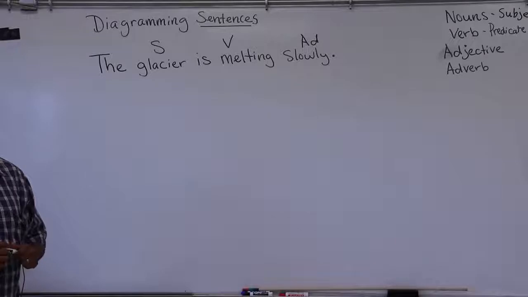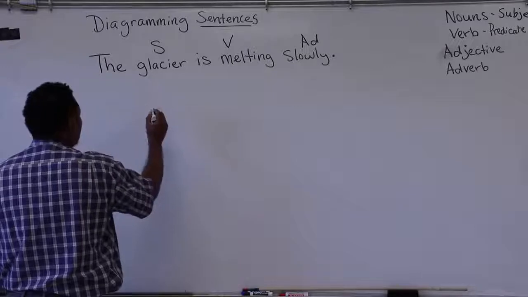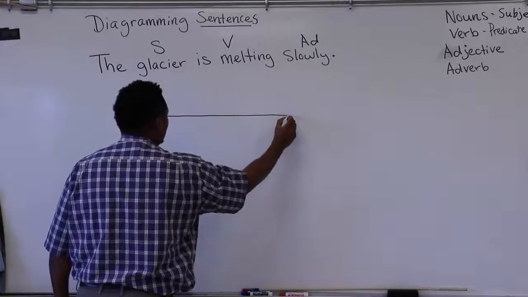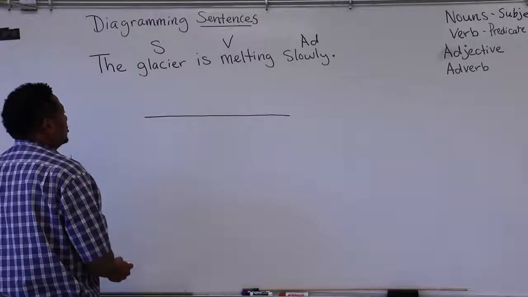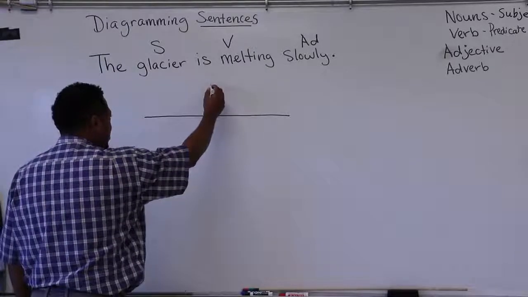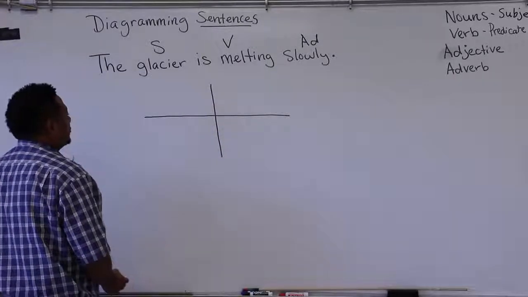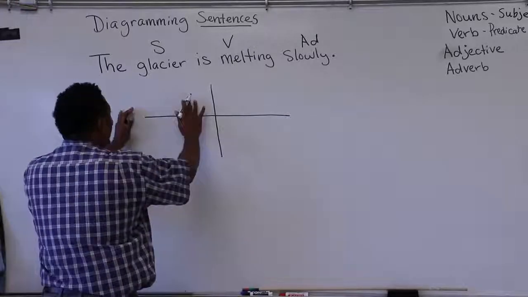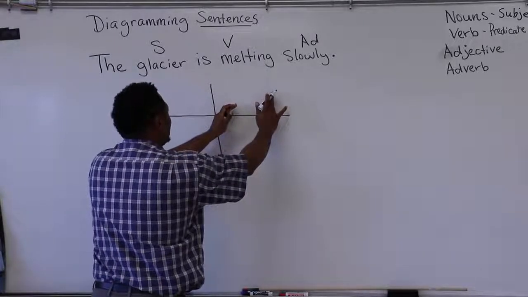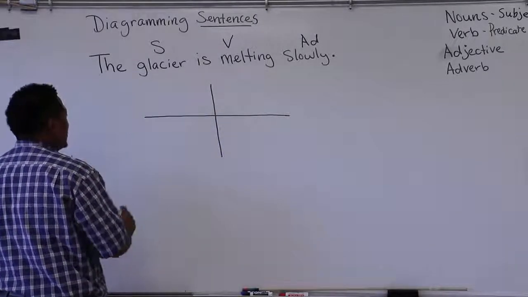So to put this on a diagram, we would start off with the baseline. And the baseline is a horizontal line that goes straight across. After we have the baseline, we draw a vertical line straight down and through the horizontal line. On the left is your subject. On the right of the vertical line is your verb. So the subject is glacier.